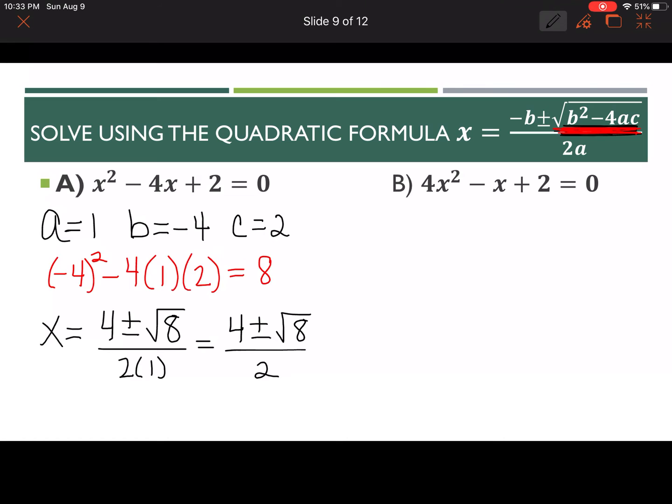Eight can be simplified because there's a perfect square. The perfect square that is a factor of 8 is 4. So I'm going to break that 8 down to 4 times 2. The only time that it is okay to split apart a square root is if you're taking out a perfect square. If you cannot, then we are not going to split it apart. So then that's going to simplify down to 2 square root of 2 all over 2.